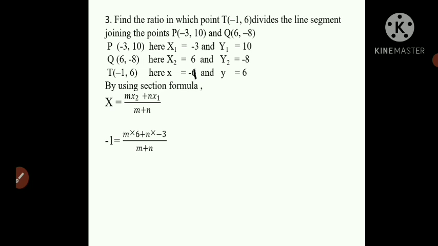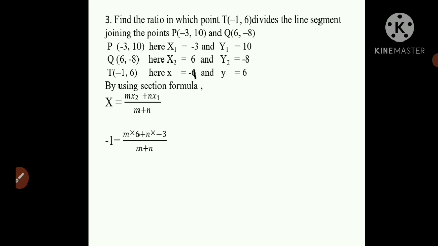By using section formula now, x is equal to, we'll write the formula for x, (m x2 plus n x1) upon (m plus n). So the value for x is minus 1 is equal to m x2 plus n x1. Here m is not given, we are going to find the ratio, that is m and n. So m remains same, multiplied by x2 is 6, plus n, multiplied by x1 is minus 3, upon m plus n.